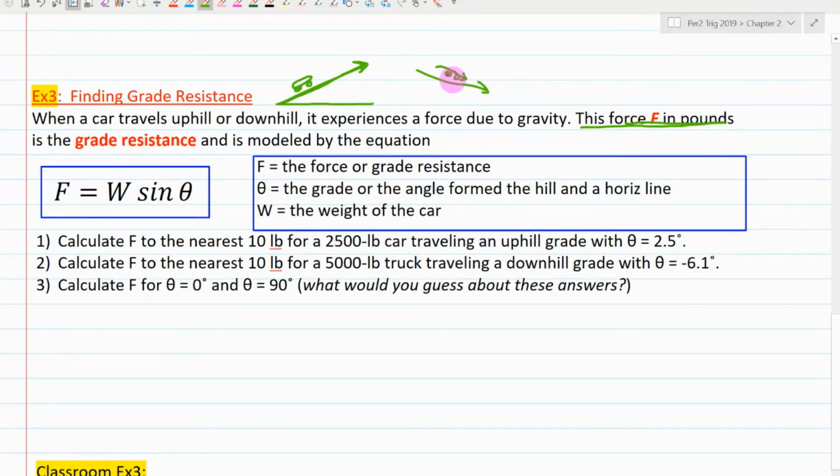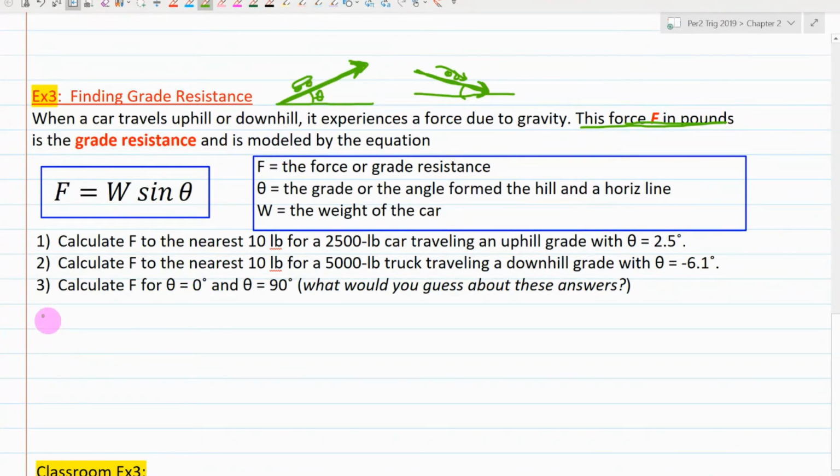So that's the angle of the hill, and that's theta that we're going to be using. So if it's going up, there'll be a positive force. And then if it's going downhill, there'll be a negative force. And this is, again, positive if it's going uphill, and then negative if it's going downhill, like how much force is put by gravity, okay?